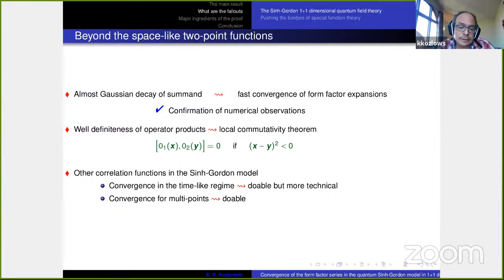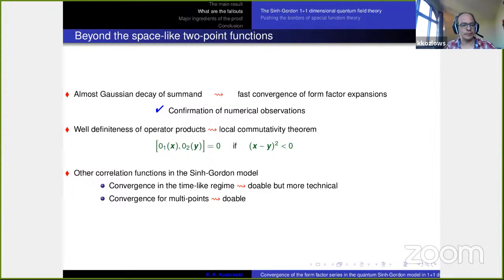What still remains to investigate is convergence in the time-like regime. This is technically different because you have to regularize the integral in a slightly different way than in the space-like regime, but I think it's doable. And then to look at convergence of multi-point functions, the integral representations for multi-point functions are a bit more involved than in the 2-point function case. There's a bit more combinatorics, but I think it's also reachable within the method.